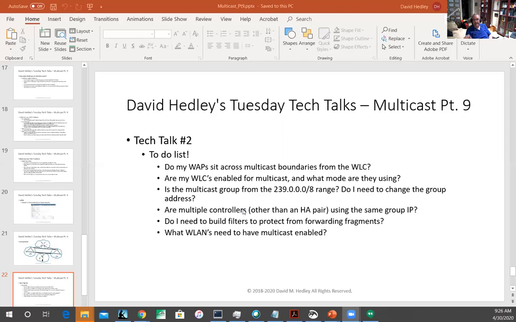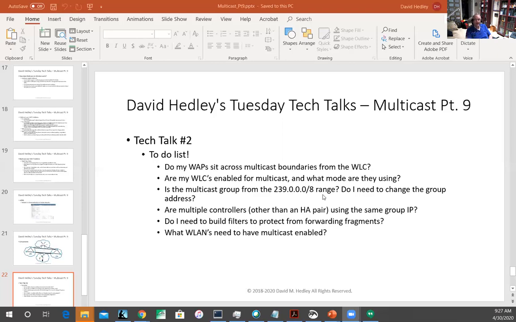And do I need to build filters to protect from forwarding fragments? And so, getting back to changing the IP address, if it's a registered IP address, you don't want to use it, because if you ever want to run that application, now you have an interferer. If it doesn't meet with your scheme, say this boundary statement, if I change, it does need to cross the boundary. I have a range that can cross the boundaries, but I set this for a different range, then change it.